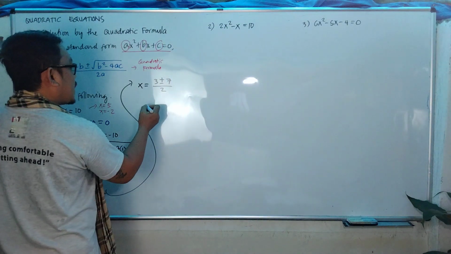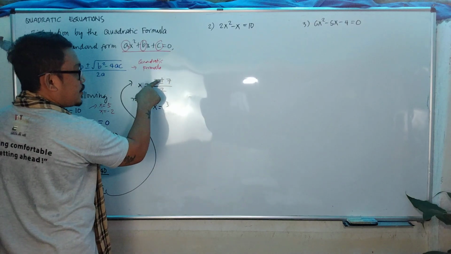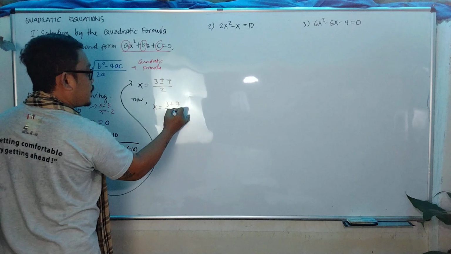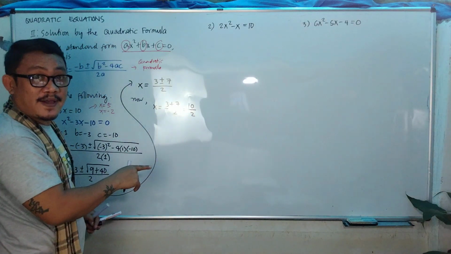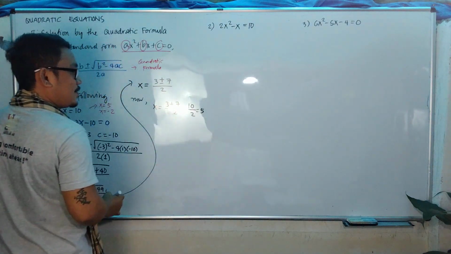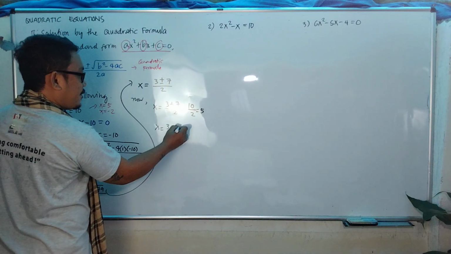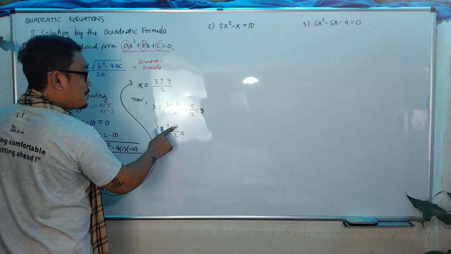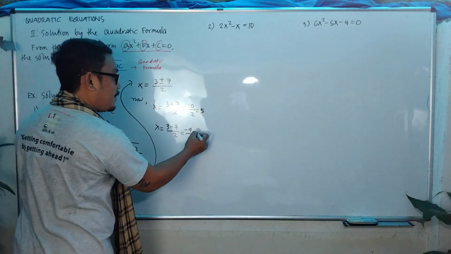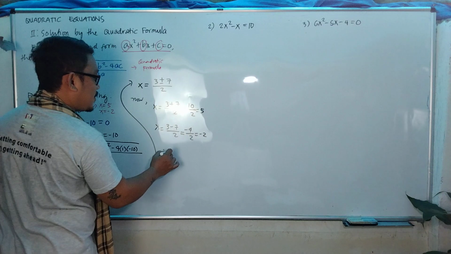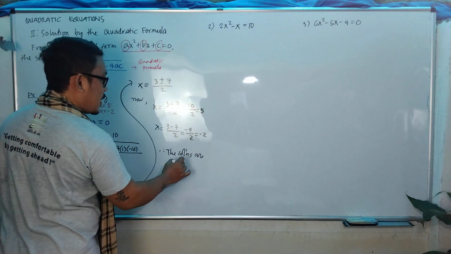Okay? Now let's solve for x. Now we have x is equal to 3. We first use the plus sign, plus 7 over 2. So what is 3 plus 7? 10 over 2. What is 10 divided by 2? You have 5. Okay? Now the other value, x is equal to 3 minus 7 over 2. So you have 3 minus 7 is negative 4 over 2. What is negative 4 divided by 2? That is negative 2. So therefore the roots or the solutions are negative 2 and 5.